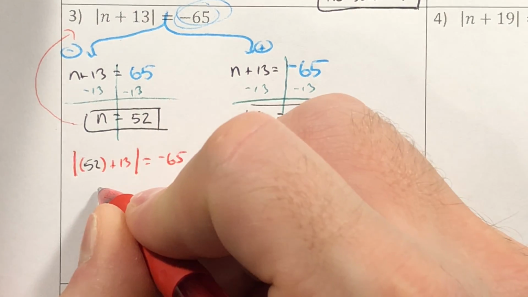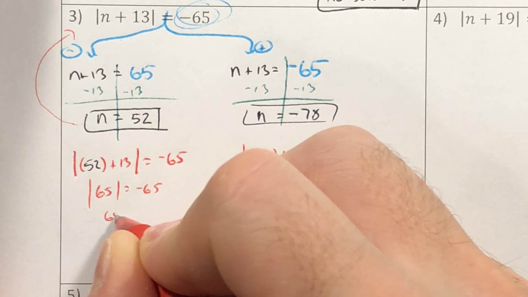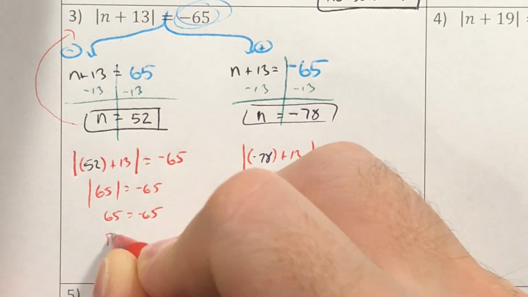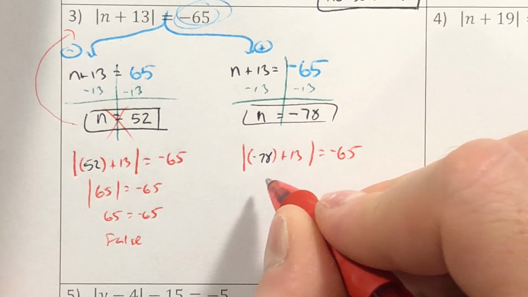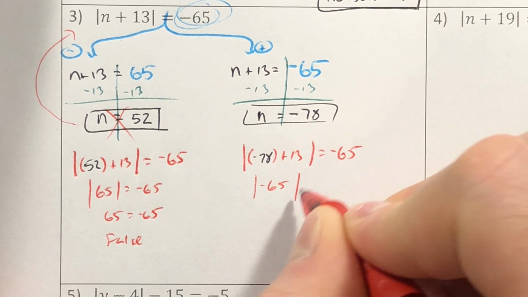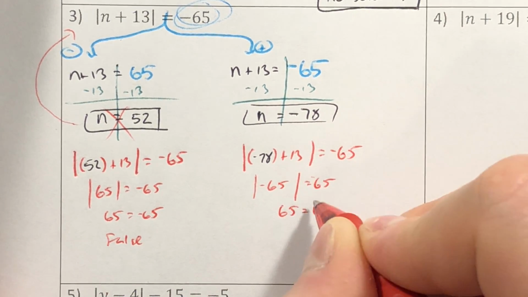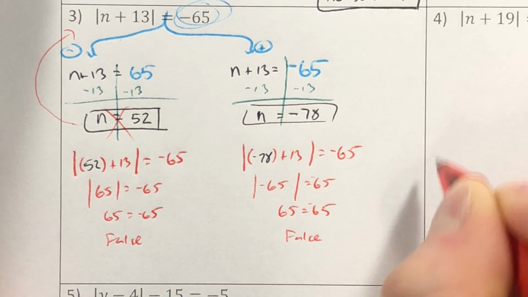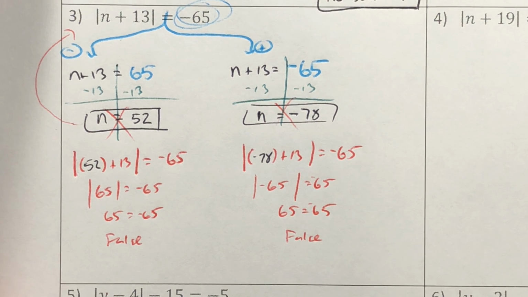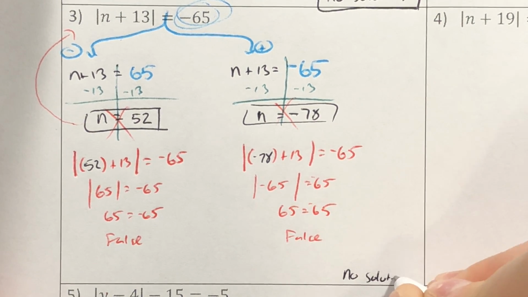52 plus 13, that is 65. 65 equals negative 65. That is false, which means that answer doesn't work. My next option right here, negative 65. Oh, don't forget my negative sign. Positive does not equal negative, so again, false. So for this one, the answer is, again, unfortunately, no solutions.